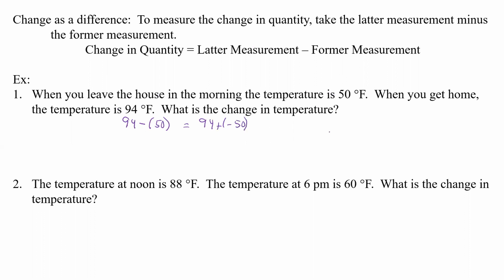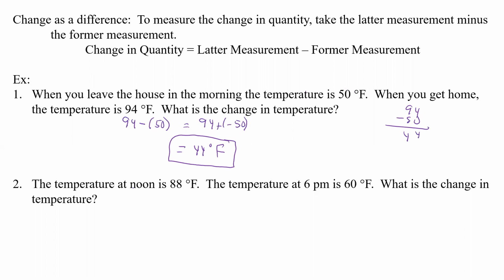And so now we know if we're doing that, we're adding opposites. 94 minus 50. 9 minus 5 is 4. And so that gives us 44 degrees Fahrenheit is the change in temperature. And what happened is it increased in temperature, went from 50 to 94, so we got a positive number, which is what we would expect.